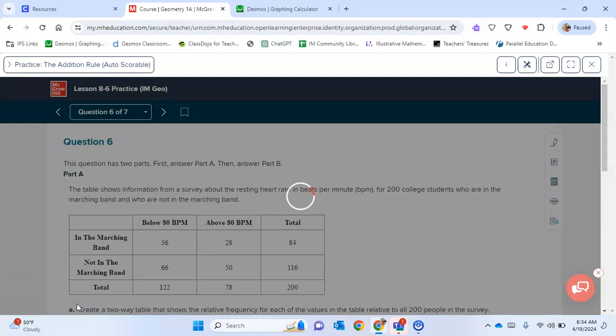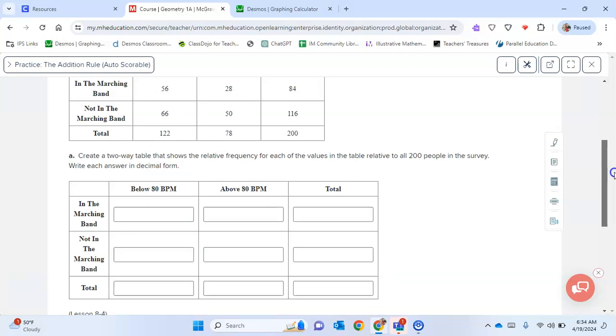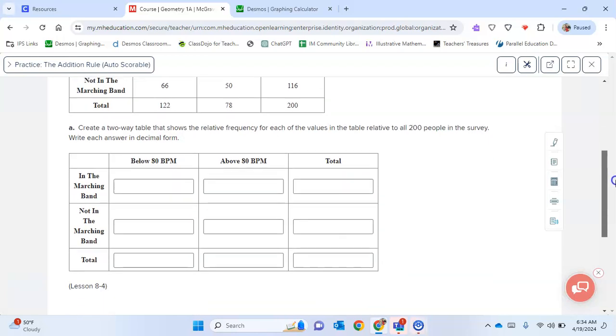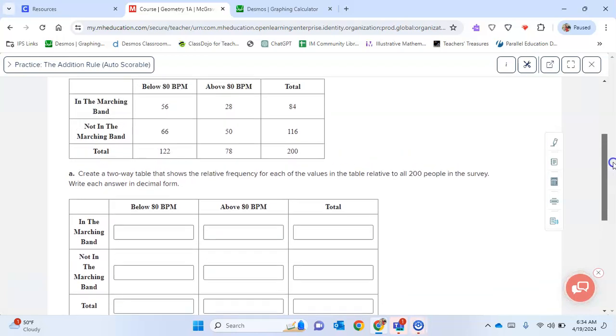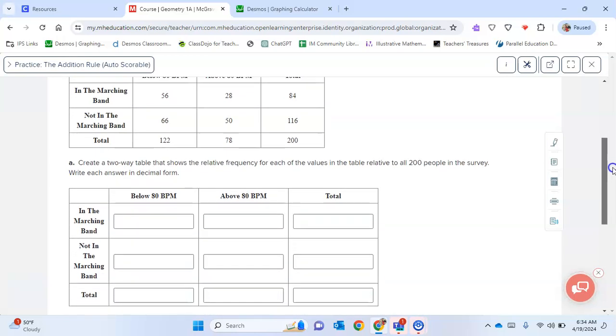Question 6. This question has 2 parts. First answer part A and then part B. The table shows information from a survey about the resting heart rate in beats per minute for 200 college students who are in the marching band and who are not in the marching band. All right, create a two-way table that shows the relative frequency for each of the values in the table relative to all 200 people in the survey. Write each answer in decimal form.